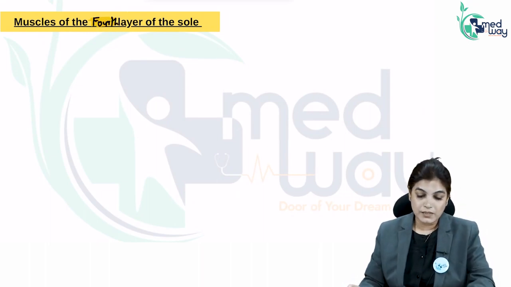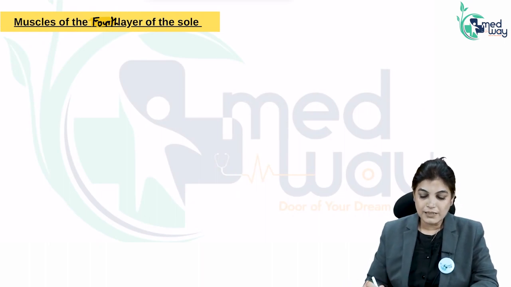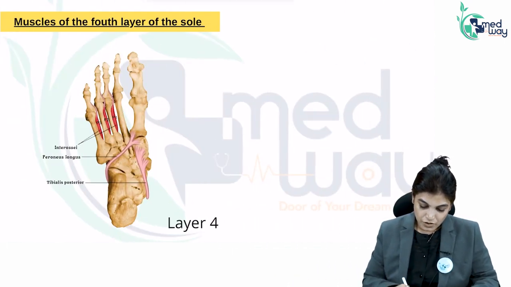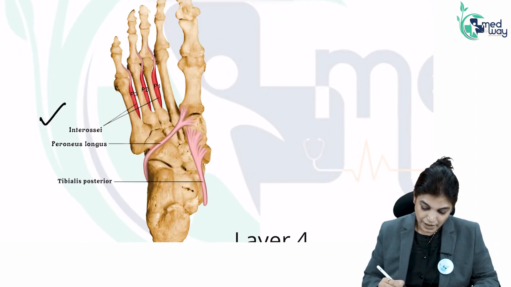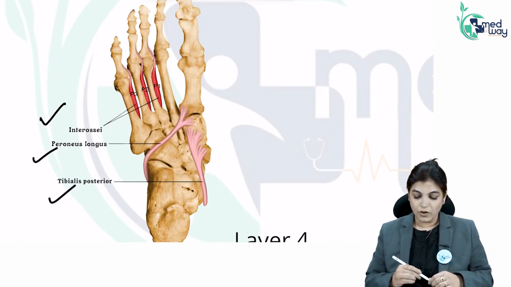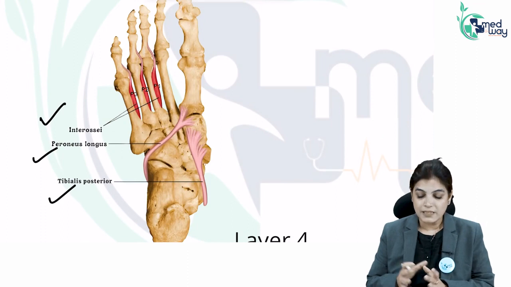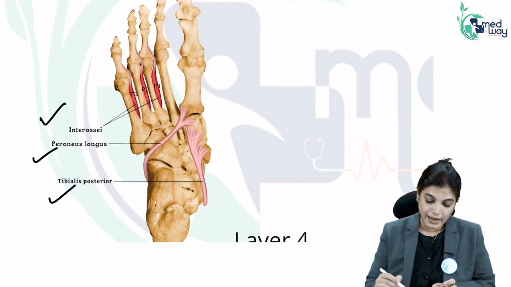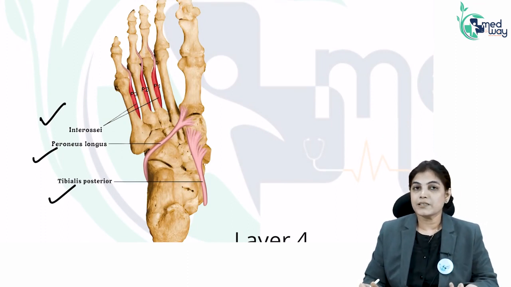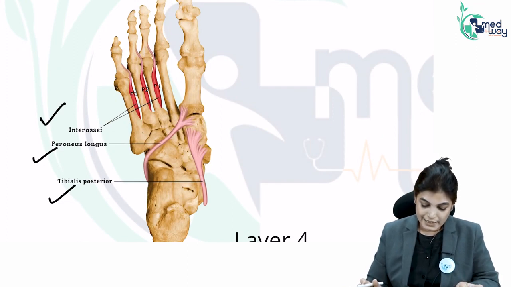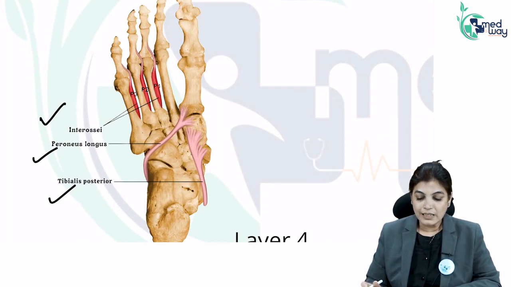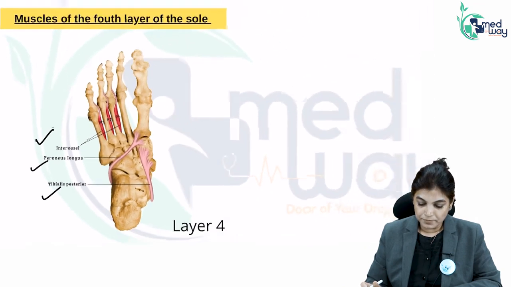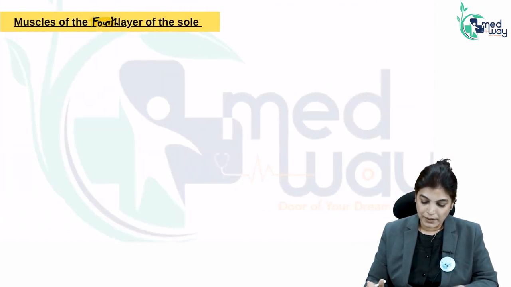Now we will talk about the muscles of the fourth layer. Let me show you an image. If I enlarge it, you can see the interossei muscles, the tibialis posterior and peroneus longus. Peroneus longus is a muscle of the lateral compartment of the leg, already discussed. Tibialis posterior is a muscle of the posterior compartment of the leg, already discussed. And the interossei: there are dorsal and plantar interossei, similar to those of the upper limb.